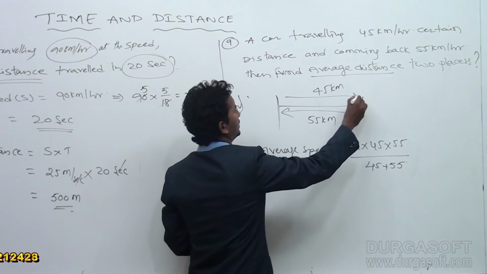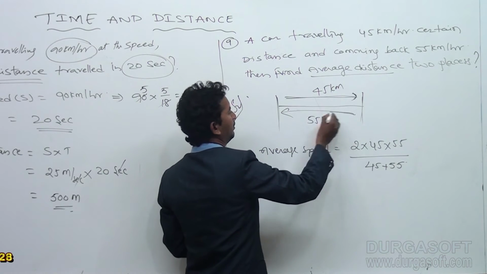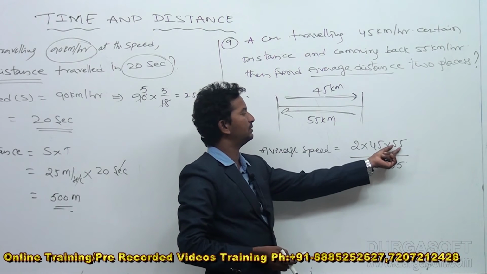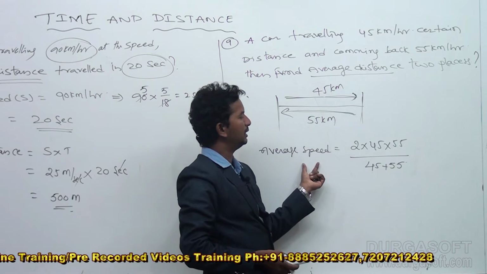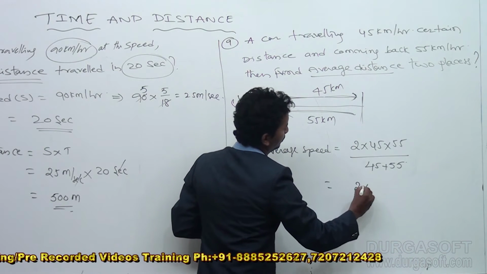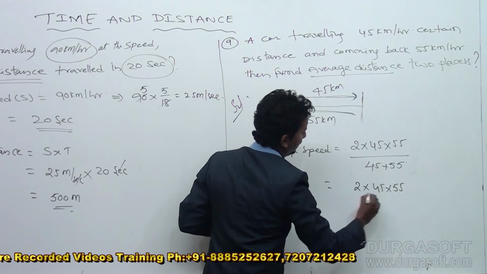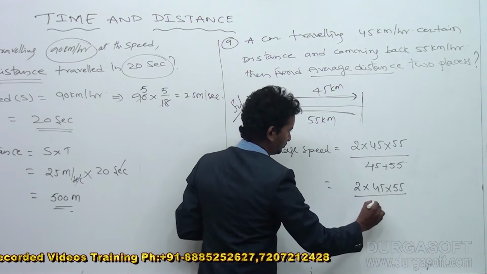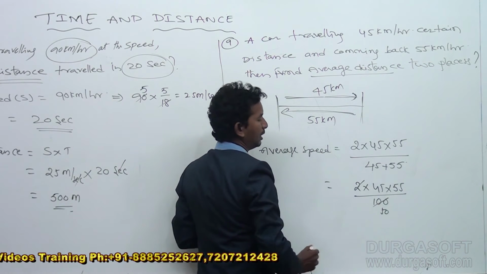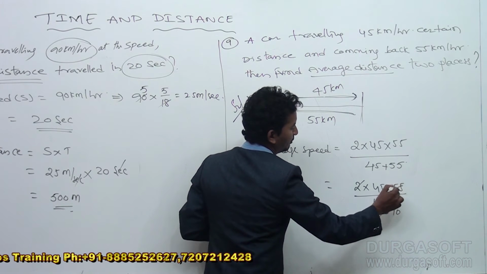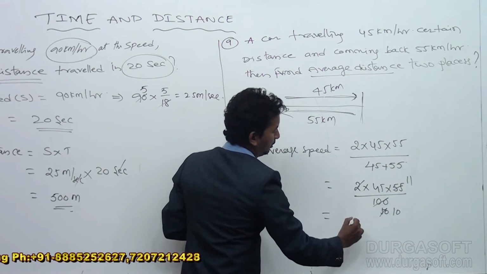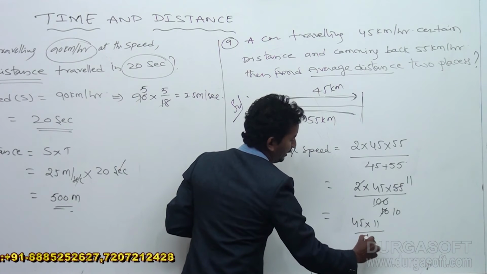I am finding the average speed. The first one is going like this, this is one part, and again coming back, these are two places. So multiply with 2. The first one is 45 and the second one is 55, divided by total 45 plus 55. Average speed is equal to 2 into 45 into 55 divided by 100. 2 ones are 2, 5 can multiply, 5 tens are 50, 5 fives are 25, so it becomes 45 into 11 divided by 10.